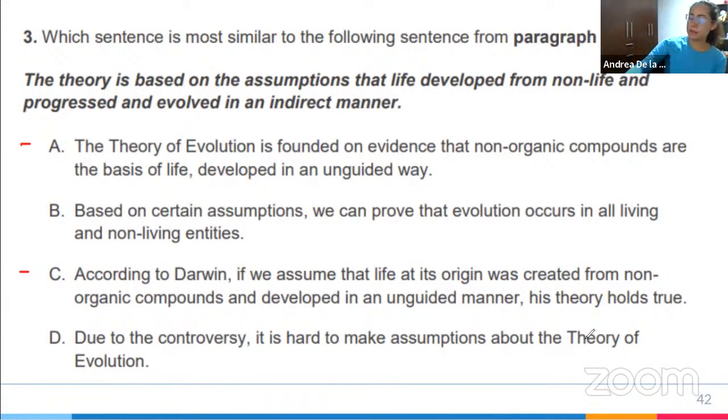So in this case, there's one very good tip. Well, the thing that you technically have to do is always understand as usual the main idea of the original sentence. What is this sentence trying to say? What is this sentence trying to explain? Basically, this sentence answers the question, what is the theory of evolution based on? That is the question that the sentence answers, right? That is what they are trying to explain, what the theory is based on. Because they say the theory is based on the assumptions that life developed from non-life and progressed and evolved in an indirect manner. That's the main idea, right? To explain what this theory is based on.